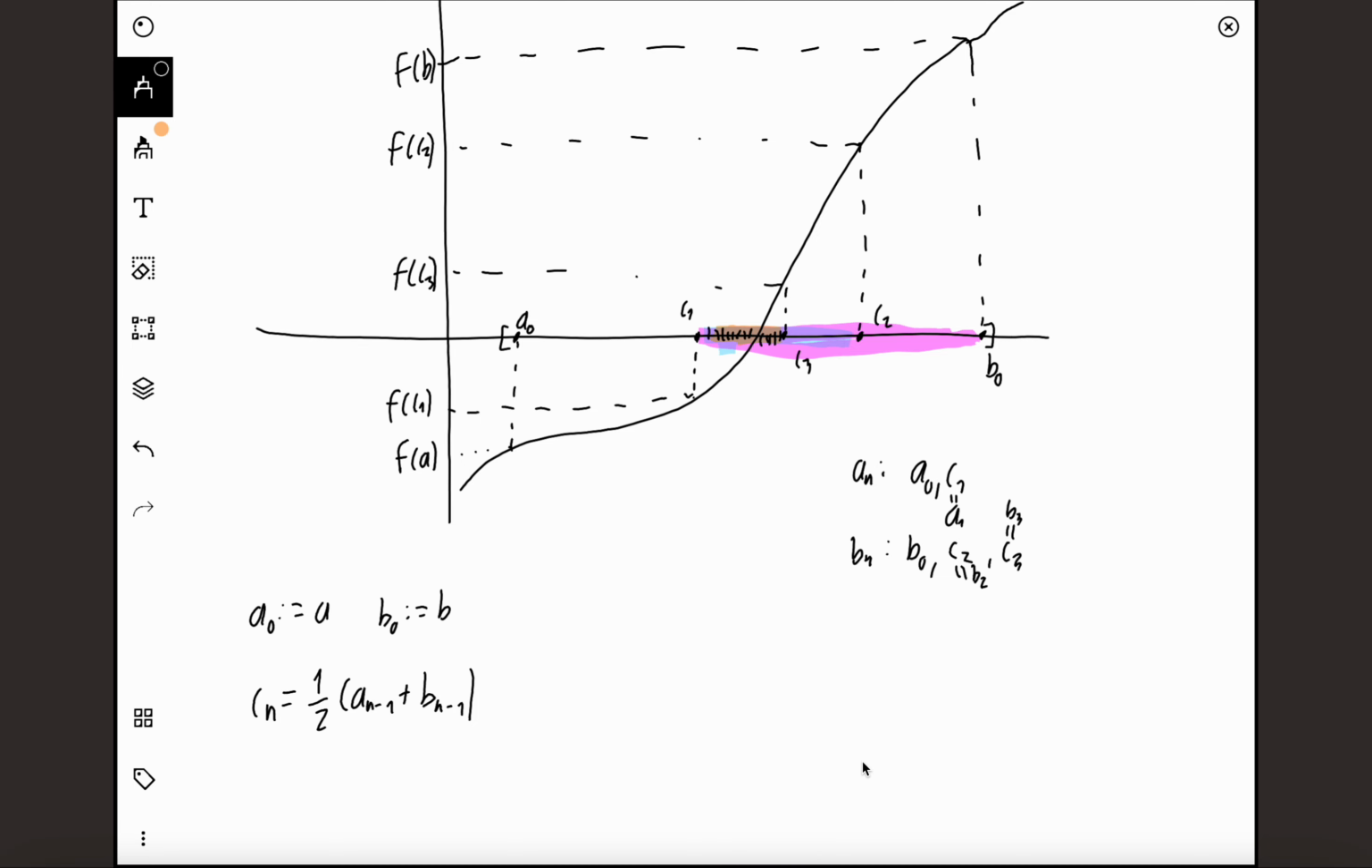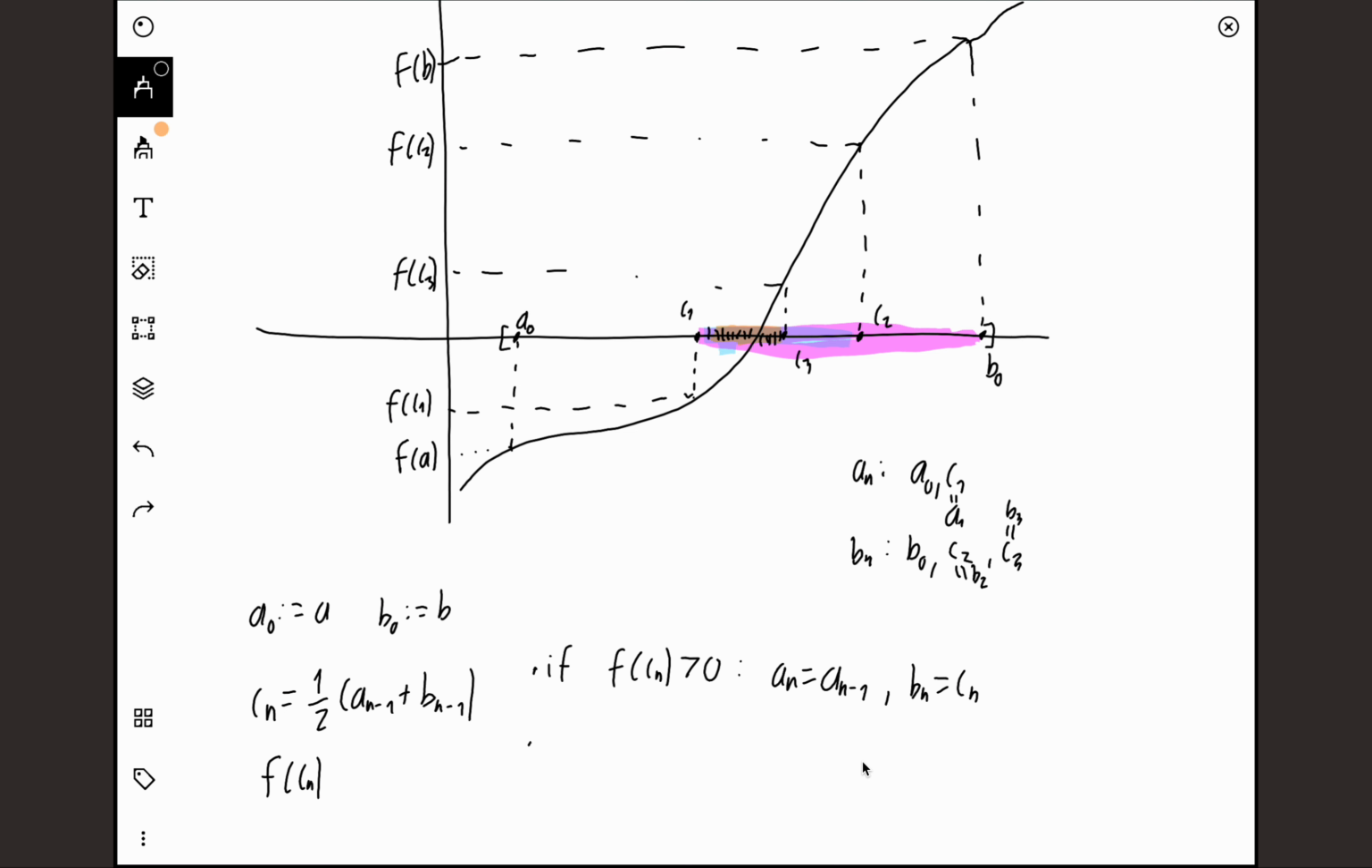And then we check, we look at f of cn, and we have the conditions. So if f of cn is greater than 0, well, then we say that an equals an minus 1, so an doesn't change, but bn we update to cn. We saw that over here. If it was greater than 0, we updated our b sequence, but our a sequence stayed the same.